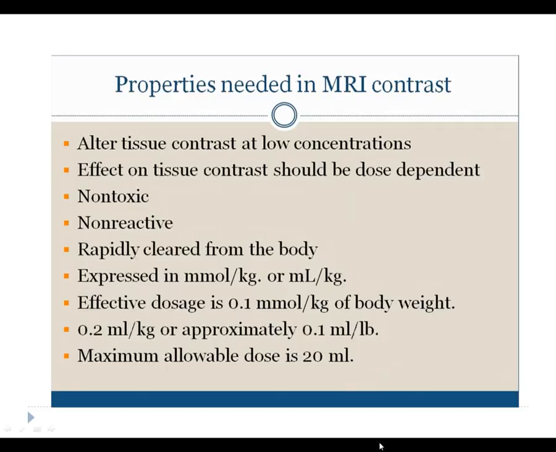MRI contrast is measured or expressed in millimoles per kilogram or milliliters per kilogram. Effective dosages for patients are 0.1 millimoles per kilogram of body weight, which is 0.2 milliliters per kilogram, or approximately 0.1 milliliters per pound. The maximum allowable dose for any patient is 20 milliliters.